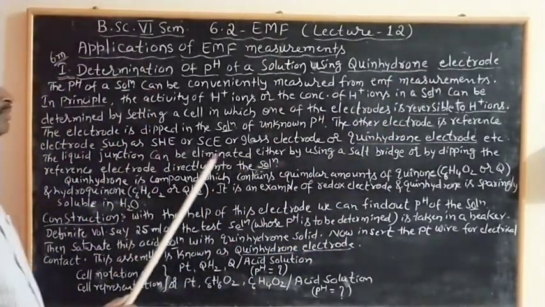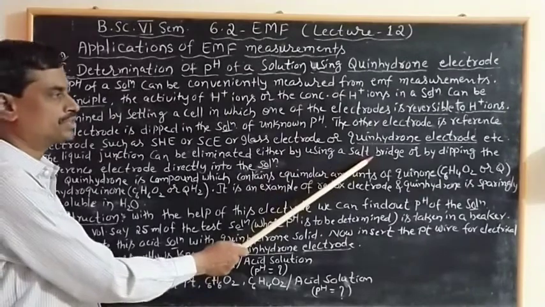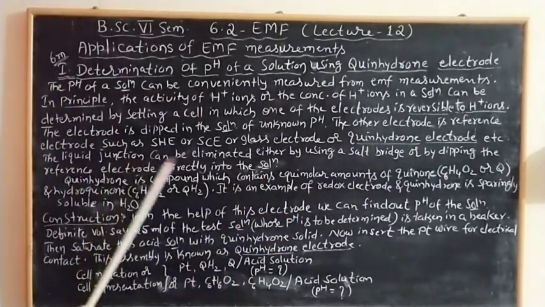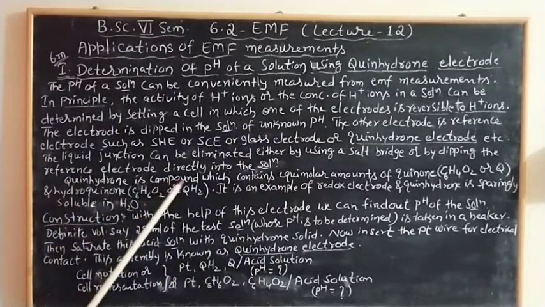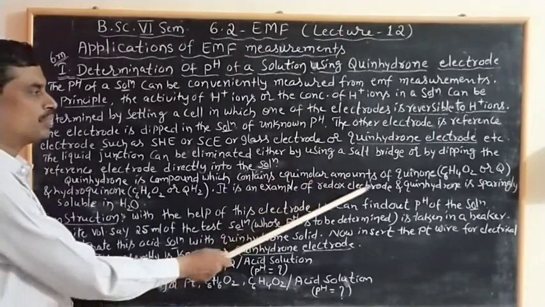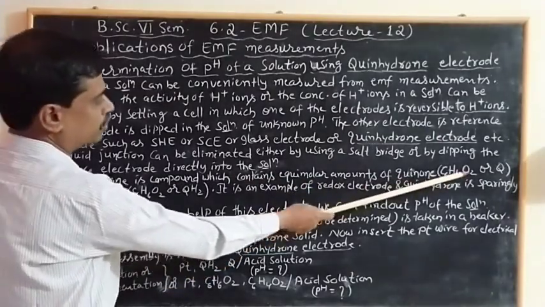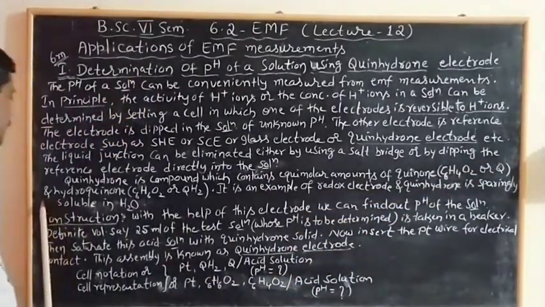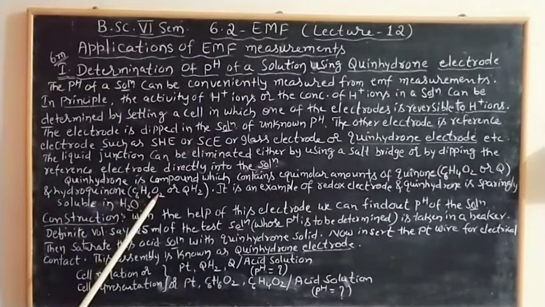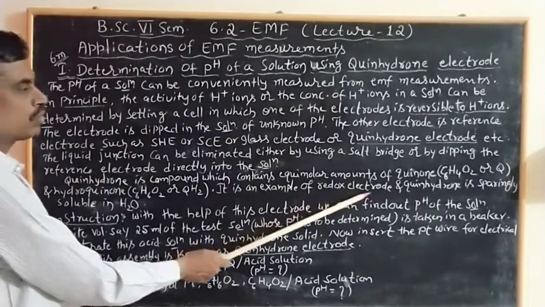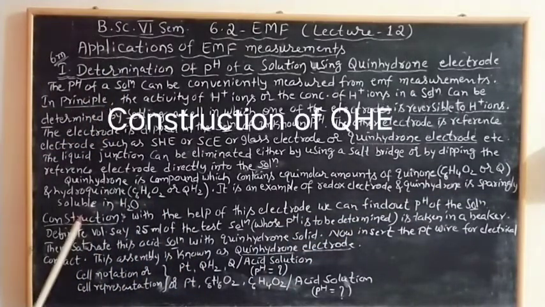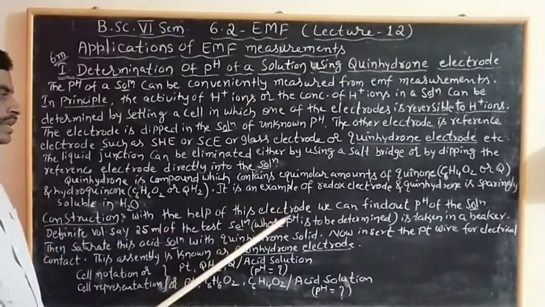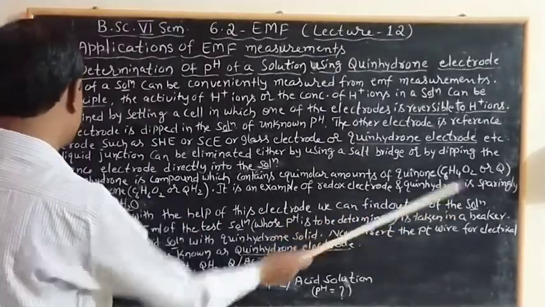The liquid junction can be eliminated either by using a salt bridge or by dipping the reference electrode directly into the solution. So quinhydrone is a compound which contains equimolar amounts of quinone, C6H4O2, in short you can call it Q, and hydroquinone, C6H6O2, in short you can call it QH2. It is an example of a redox electrode, and quinhydrone is sparingly soluble in water. Then, construction: with the help of this electrode we can find out the pH of the solution.